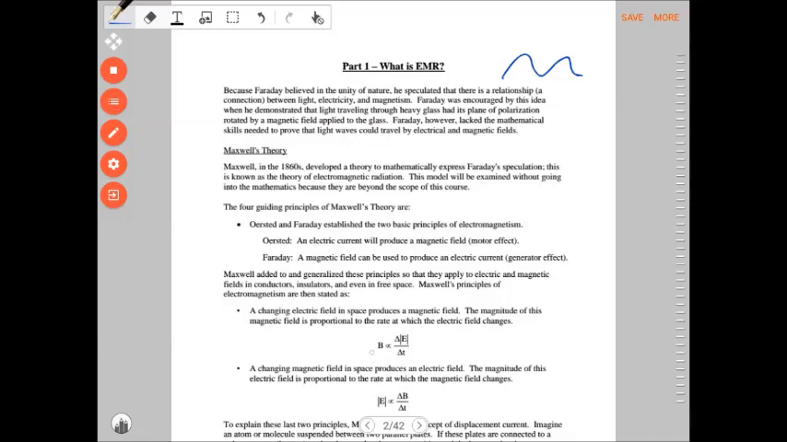Okay, so the magnetic field, remember the symbol is B, that little, it's an infinity sign that just doesn't have the end drawn in. That's proportional. So the magnetic field is proportional to, remember, delta, that's changing, or change in. So the E with the bar is electric field. So the magnetic field is proportional to a changing electric field over time. Okay? So the second one, then, is a changing magnetic field in space produces an electric field. The magnitude of this electric field is proportional to the rate at which the magnetic field changes.